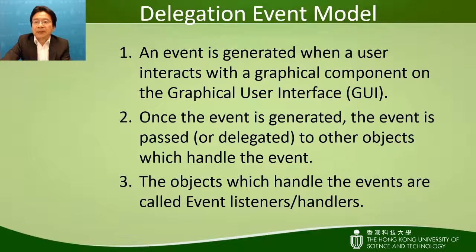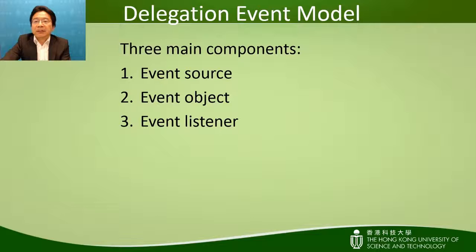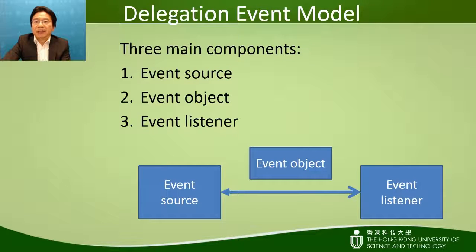In order to receive the event notification, listeners need to be registered with the source object. This is an effective way of handling the event because the event notifications are sent only to those listeners who are registered. The benefit of this approach is that the user interface logic is separated from the logic that generates the event. The delegation event model has three main components, namely event source, event listener, and event object. The diagram here illustrates the three components, and I'll discuss each of these in more detail.